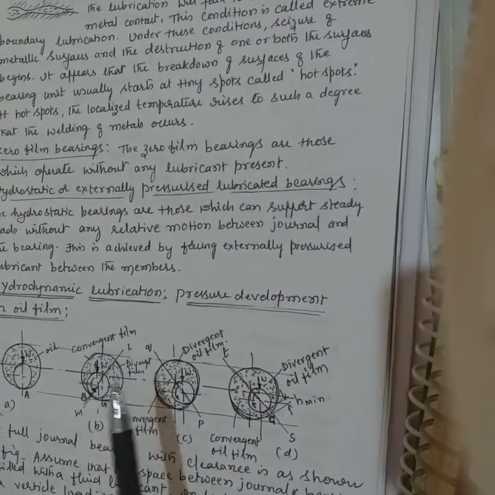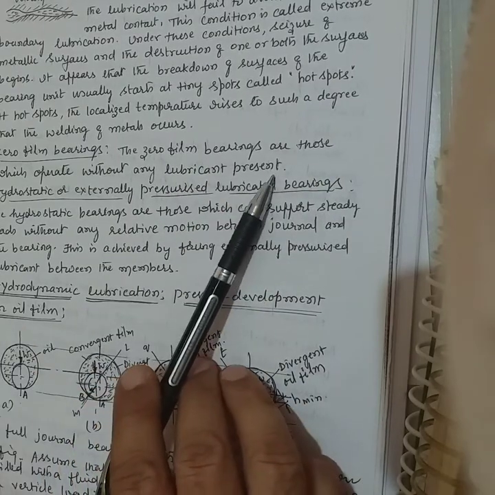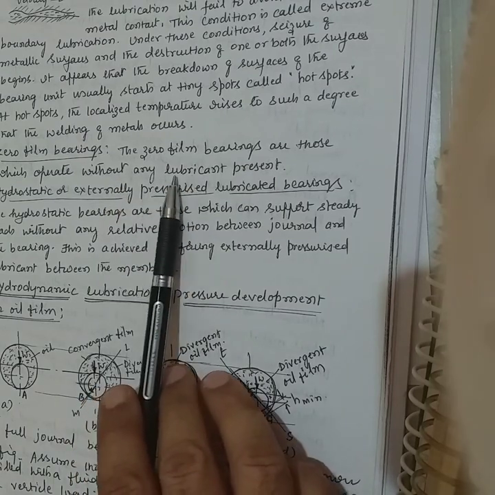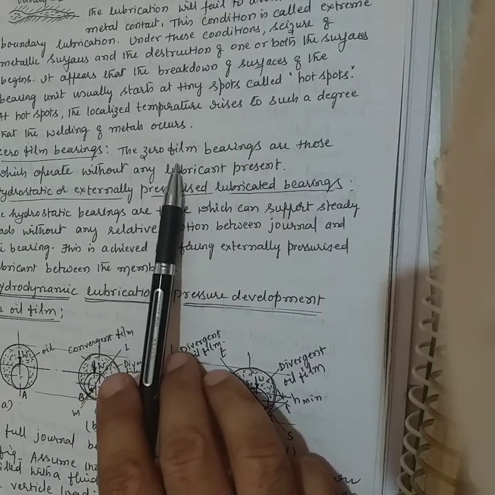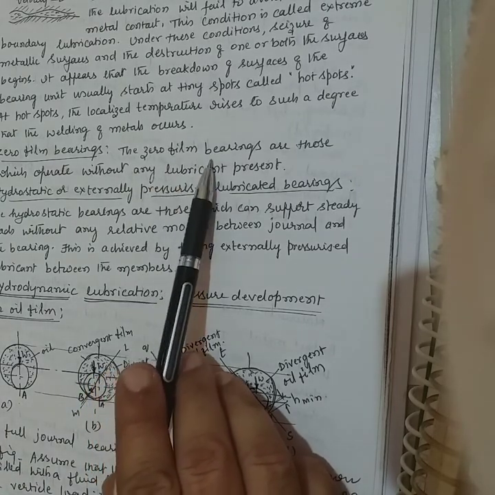Next comes zero film lubrication or zero film bearings, which operate without any lubricant present. Normally they are called air bearings, where air itself between journal and bearing would operate as the lubricant.